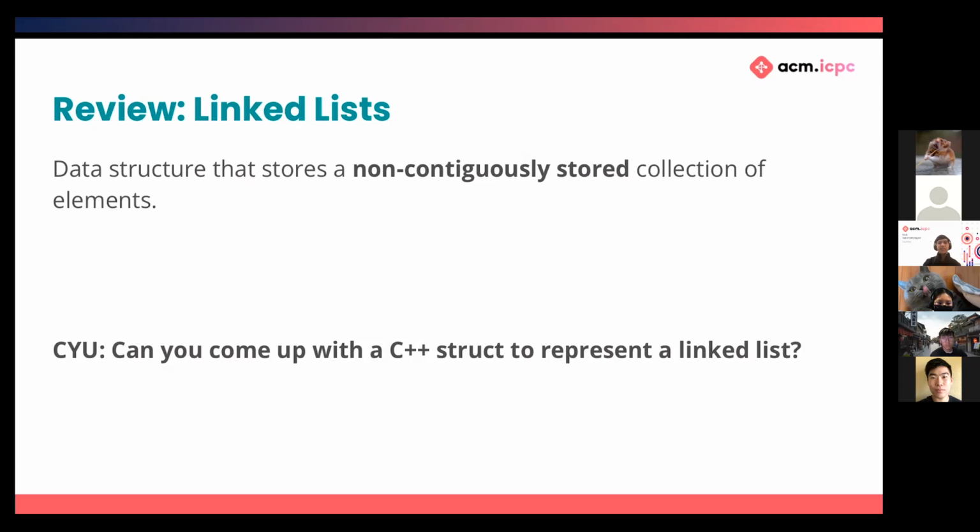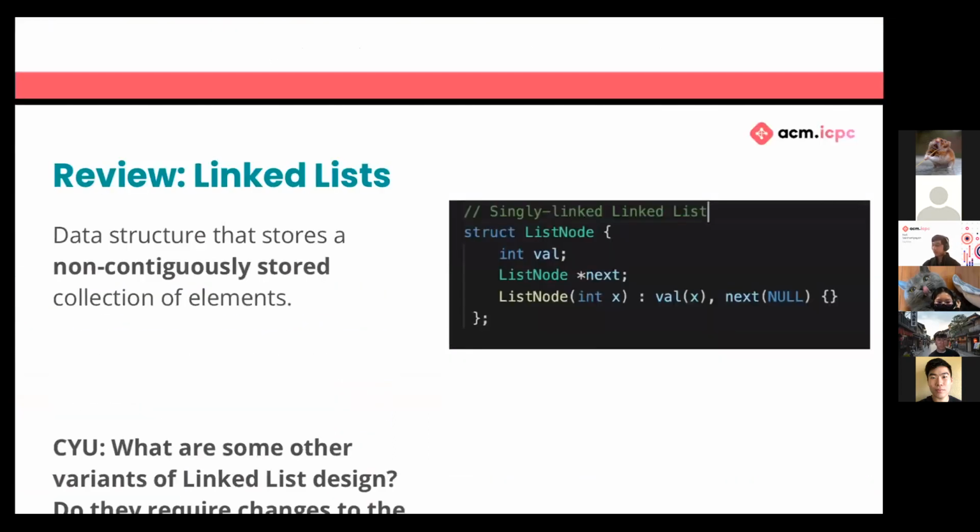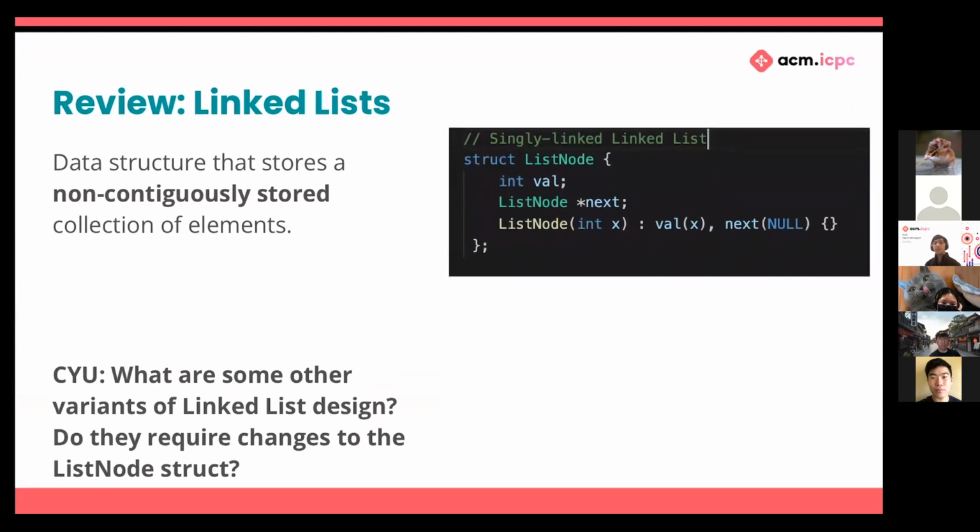Yeah, and that's about it. So it's going to be a node that contains some data inside it, and then a pointer to the next node. And that's shown over here. So this is an example of a singly linked list, and it's called this because it only has one link to the next node. So does anyone else know any other variants of the linked list design?